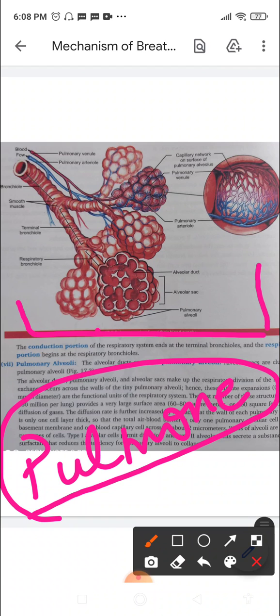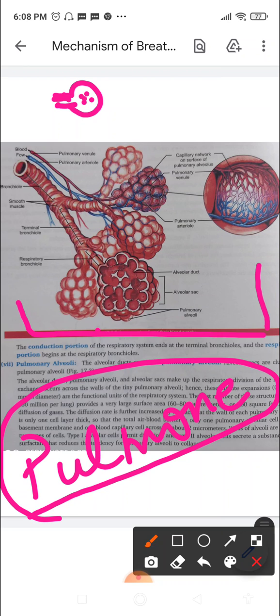So what are alveoli? They are the basic unit of lungs, that is what the lung is made up of. The alveolar ducts: what are ducts? Ducts are small tubes which are connected to the alveolus. The singular is alveolus, and the plural is alveoli. The alveolar ducts open into the pulmonary alveoli. This is the pulmonary alveoli and this is the duct which opens into it.